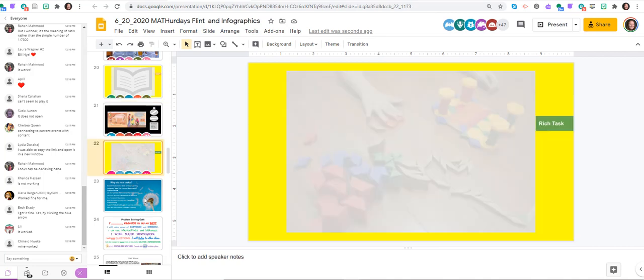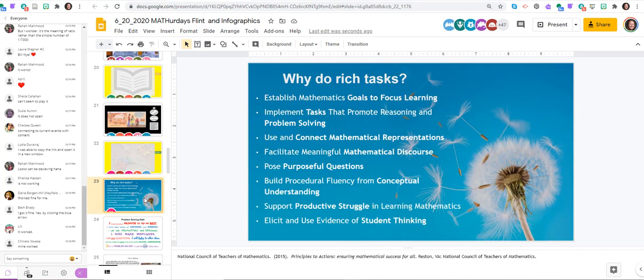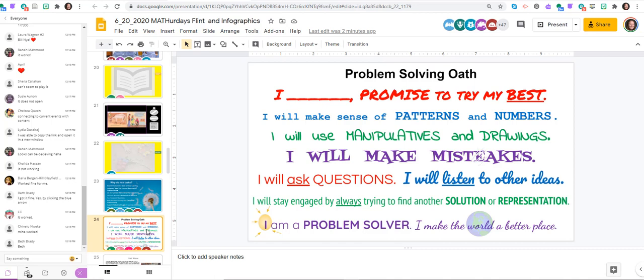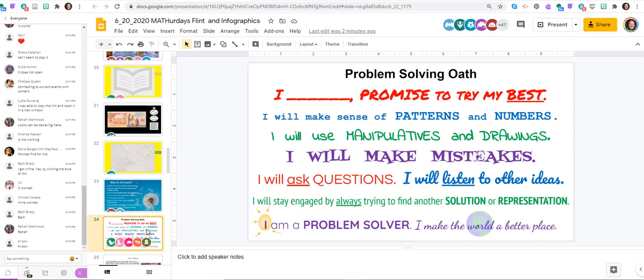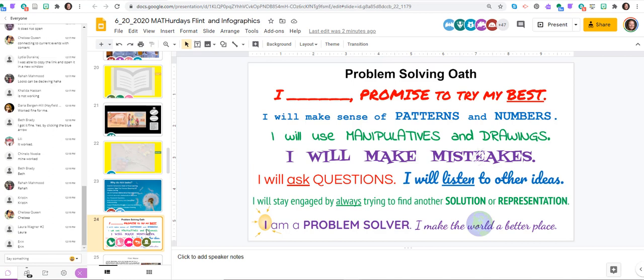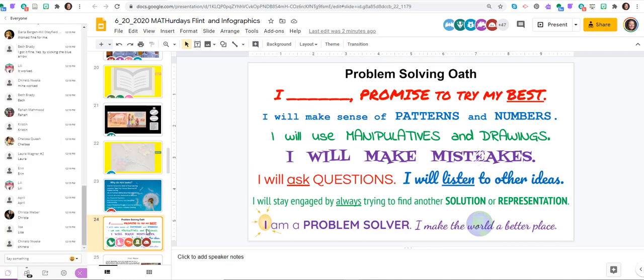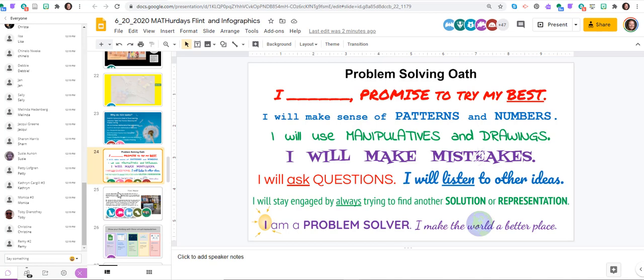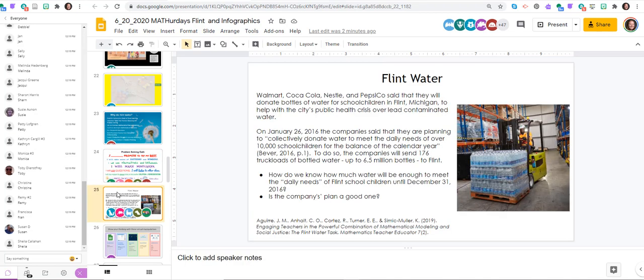All right, our rich task bookmark begins on slide 22. And the rationale for why we do it is on slide 23. These are the math teaching practices established by NCTM in their Principles to Action book, and I hope to showcase every single one of these here today. Slide 24 is a problem-solving oath. I encourage you to read, and if you decide today that you're willing to make this oath and be a problem solver, go ahead and type your name in the chat box. Look at all these great problem solvers we have today.